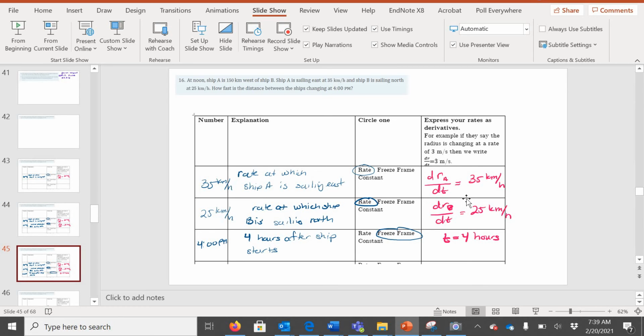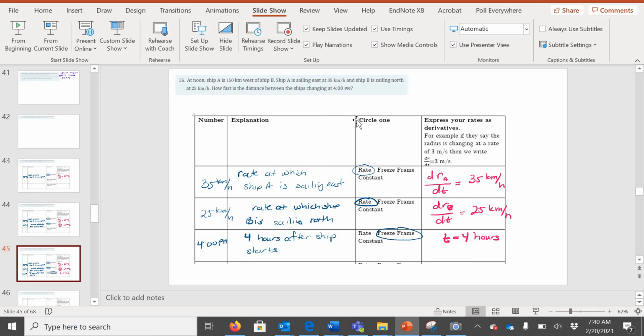They give me some information 4 hours after the ship starts. That's how I interpreted 4 o'clock p.m. This is reminiscent of what you did in MA 103. You had a lot of time given, but you had to translate that back into times in hours. So if noon is the start of this scenario, then 4 hours later is that freeze frame moment in time. I'm not quite sure yet how to piece this together like the other problem.